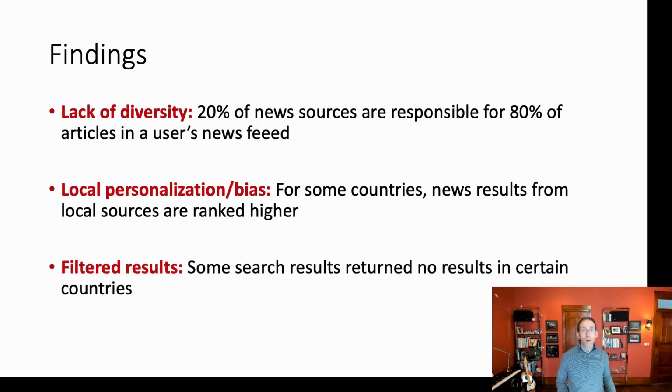In summary, we looked at the diversity of sources that users saw in a news portal, Google News, across countries and user profiles, and saw a distinct lack of diversity, some local personalization and bias, as well as cases where the results themselves were filtered completely. It's probably worth exploring this phenomenon further across different types of content, as well as perhaps different news portals as well.